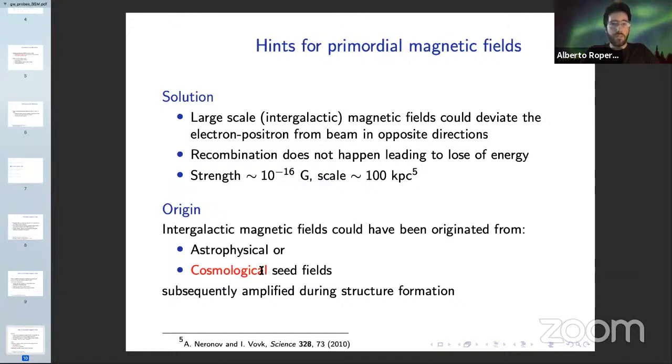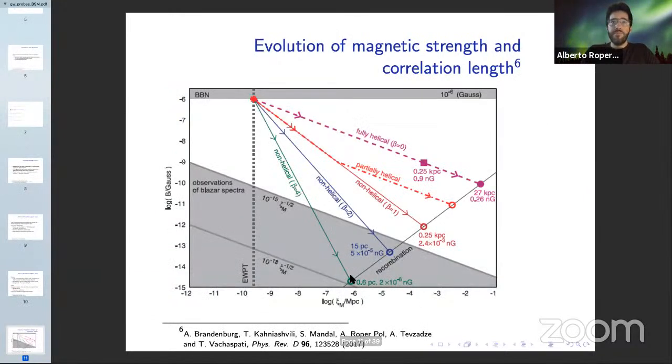So we expect to have some cosmological seed fields that are subsequently amplified during structure formation up to the present time. This is another way to probe these magnetic fields, parallel to the potential detection of gravitational wave signals coming from these magnetic fields. So these are two ways of detecting such primordial magnetic fields.